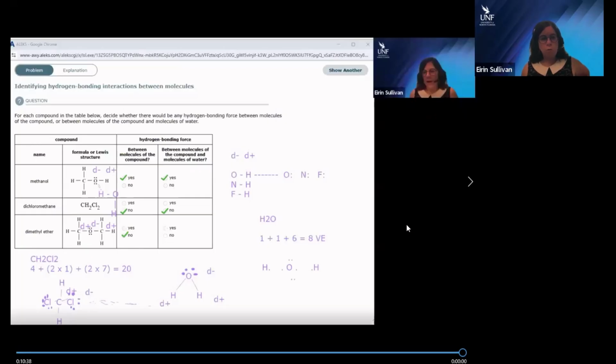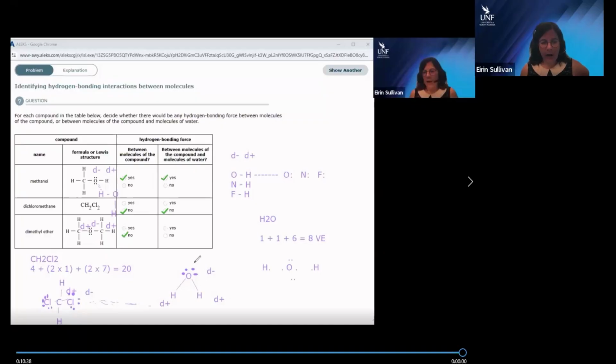Okay, so we've established dimethyl ether does have a dipole moment between the oxygen and carbon. So those are polar bonds, but it cannot form hydrogen bonds with itself. A, because that's not an oxygen-hydrogen, nitrogen-hydrogen or fluorine-hydrogen bond. B, because of the shape of the molecule, it'd be very hard for even the dipole-dipole interaction to occur between dimethyl ether molecules. But just because something can't form hydrogen bonds with itself doesn't mean that it can't form hydrogen bonds with water.